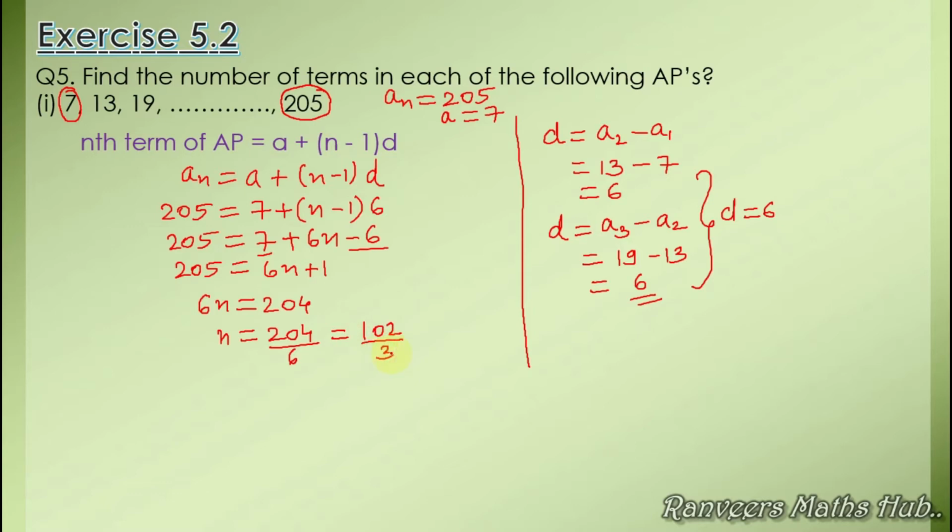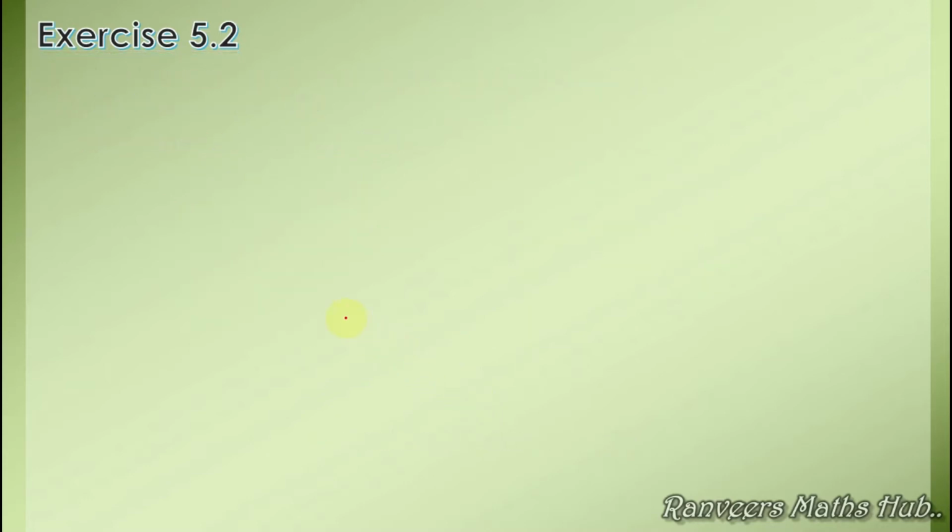102 divided by 3. So what is 102 divided by 3? 3 ones are 3, 3 threes are 9. So 12 is remaining, in a 3, 4. So 34 is the value of n. So what will be the final answer? The number of terms in this arithmetic progression is 34. Okay. Next question.